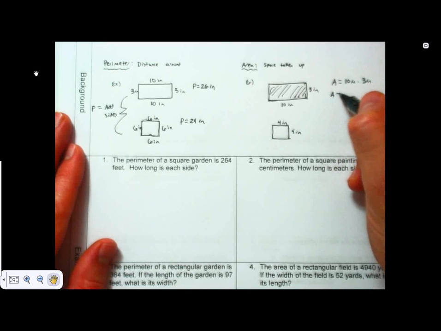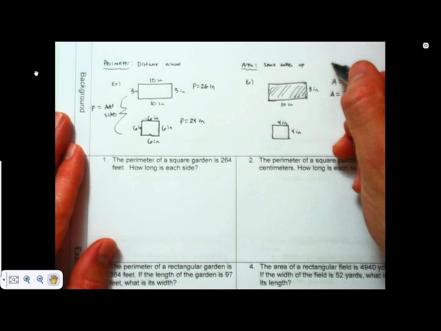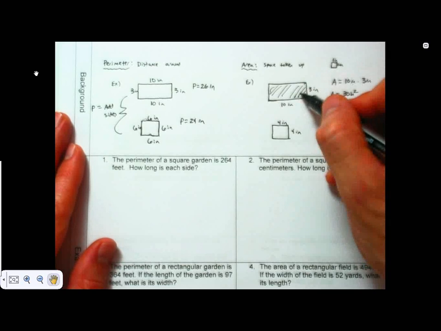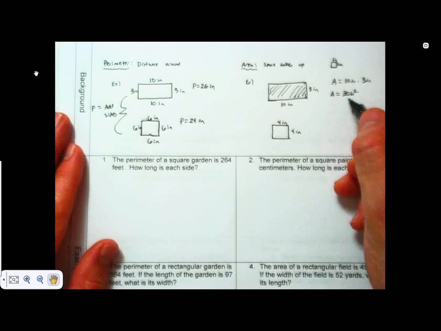And now notice that I'm going to end up getting 30. 10 times 3 is 30, but now I've got inches times inches, which is square inches. So my units are square inches. Literally what that means is I could fit 30 of these square inches, which is literally a little square that's an inch on each side, in this figure. That's what that's saying. So the units again are very important.